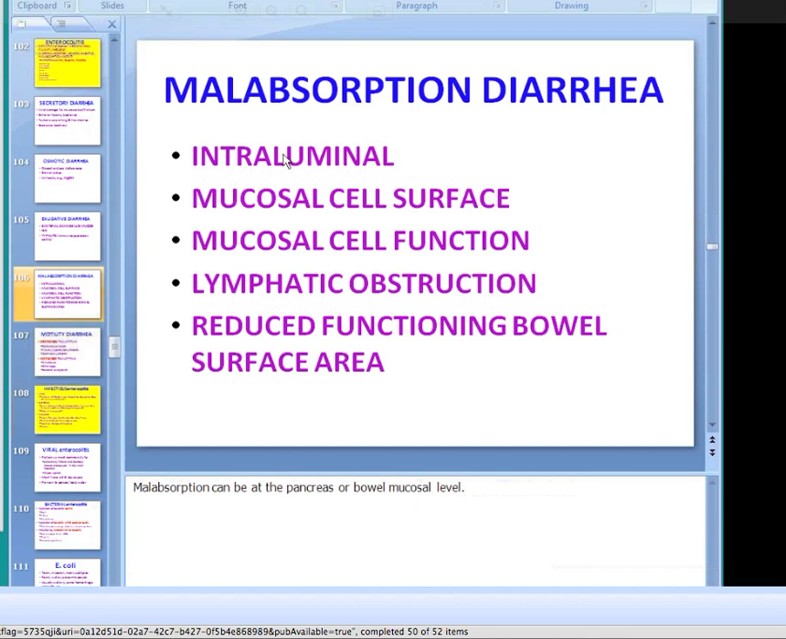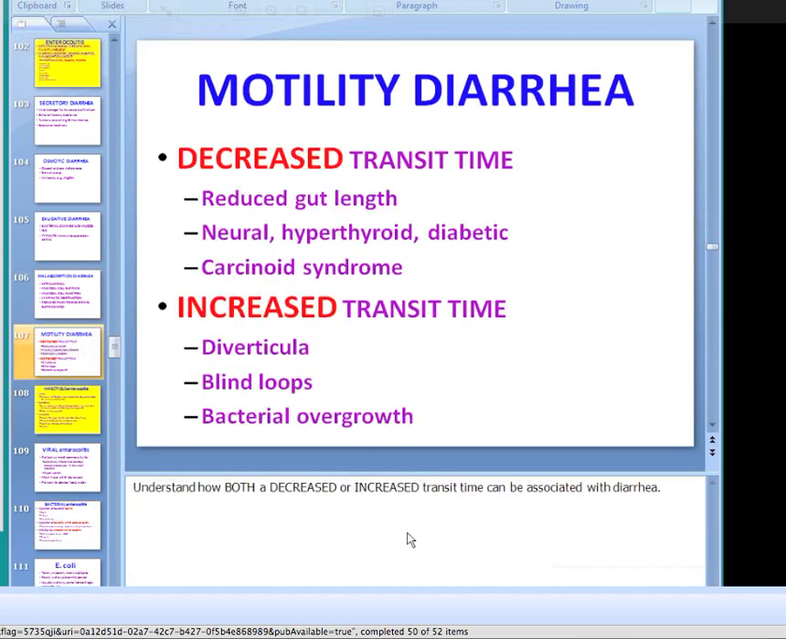And you could look at it from a point of view of just increase in intraluminal water. You could look at it from a point of view of the mucosal cell surface or function. If this is interfered with, you're not absorbing. If you have lymphatic obstruction in the bowel, you cannot be absorbing properly. Or technically, if you have a reduced functioning bowel surface area, if a surgeon has to cut out half of your small bowel, you now have only half of a tennis court for absorption rather than an entire one.